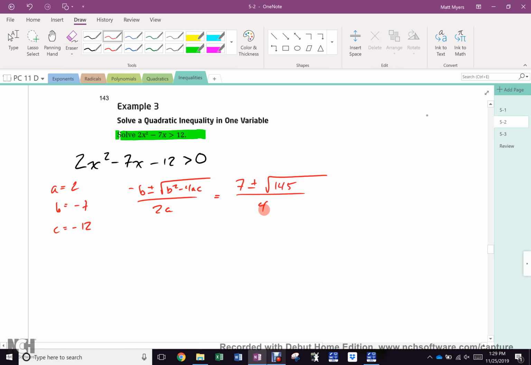Those are the roots. One of the roots is 7 plus root 145 over 4. And what's the other root? 7 minus root 145 over 4. Do I need exactitude here? I don't. What could I use that would allow me to continue to work right away without thinking about it?